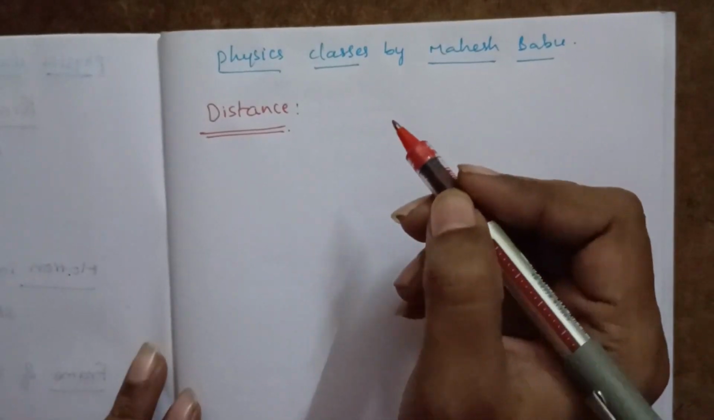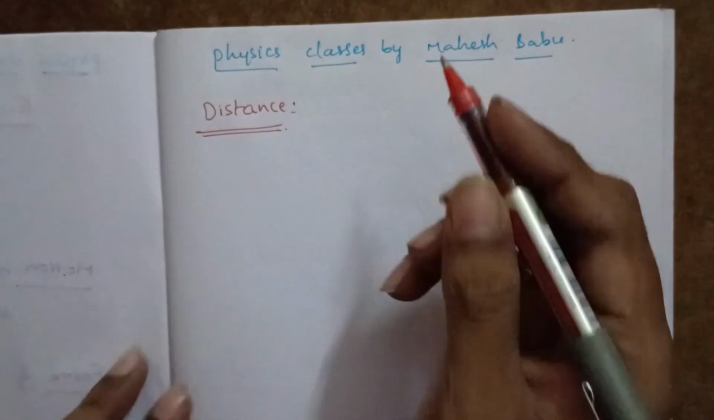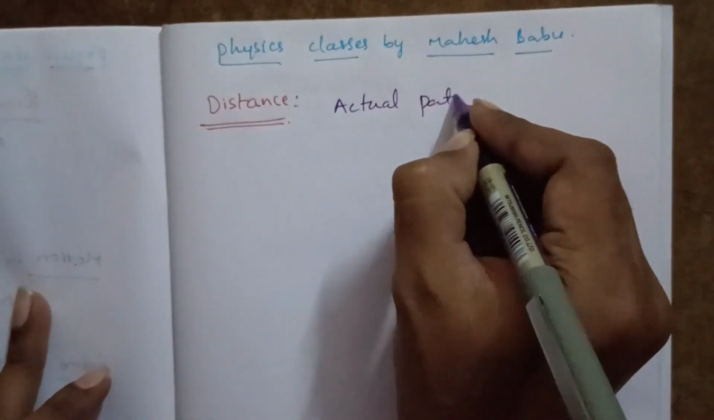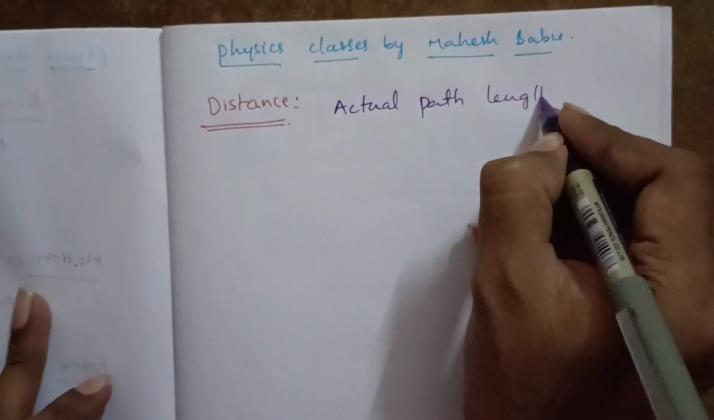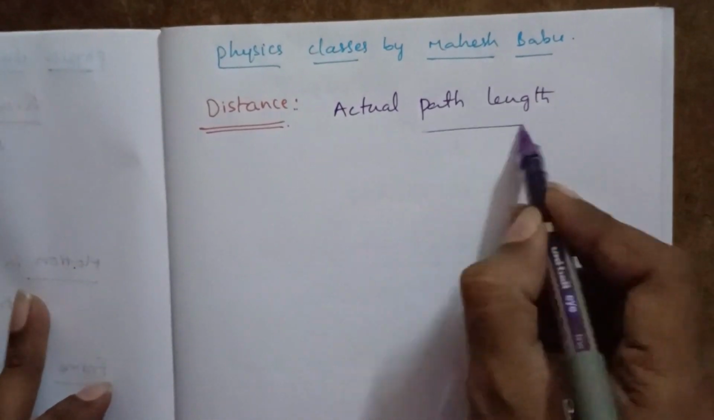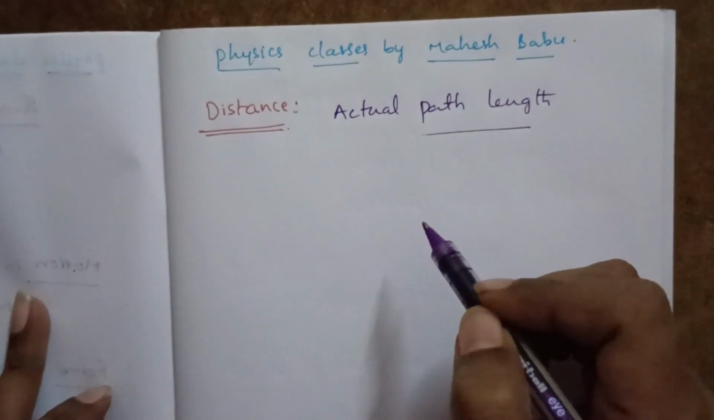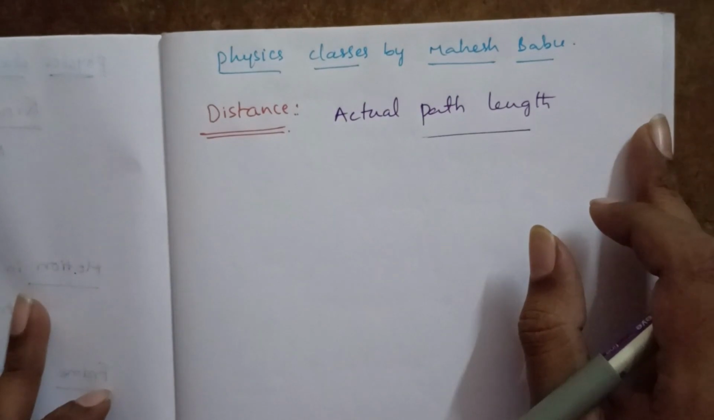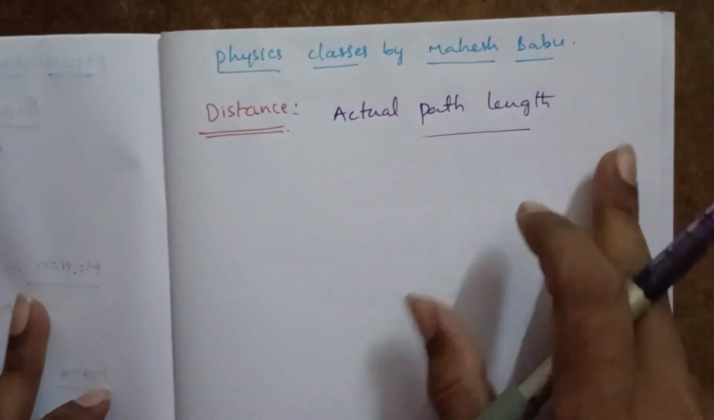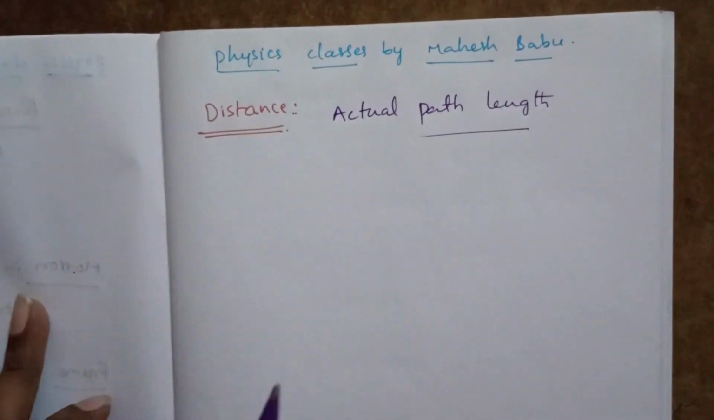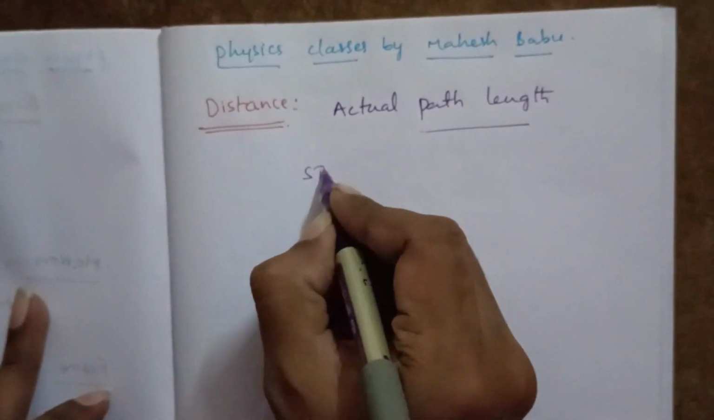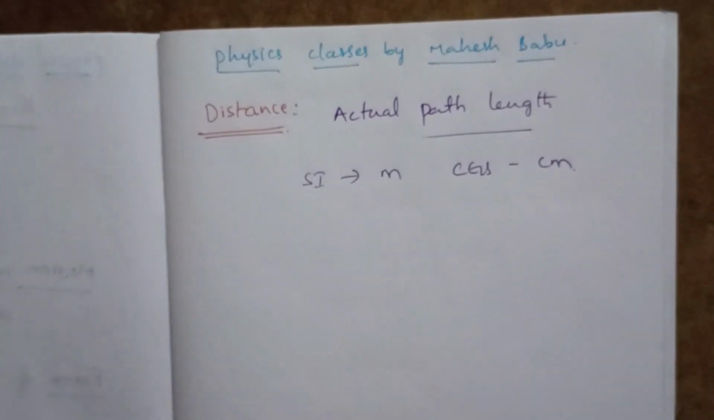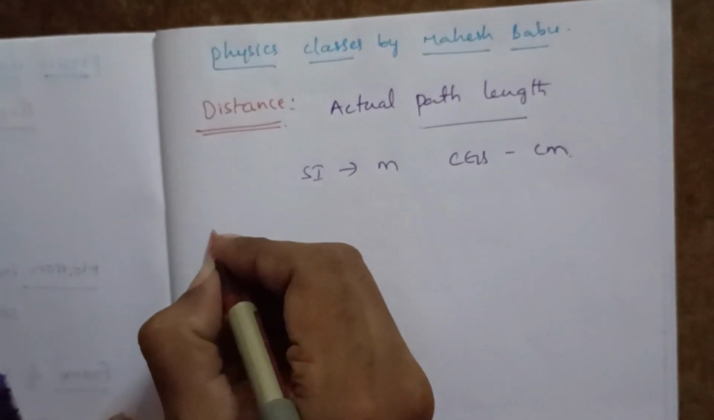Next one is distance. Distance is the actual path length. What is the length he traveled? What is the path he traveled? That path length is known as distance. The SI unit of distance is meter. The CGS unit is centimeter.